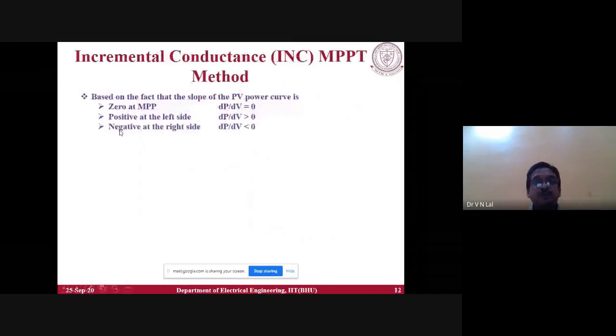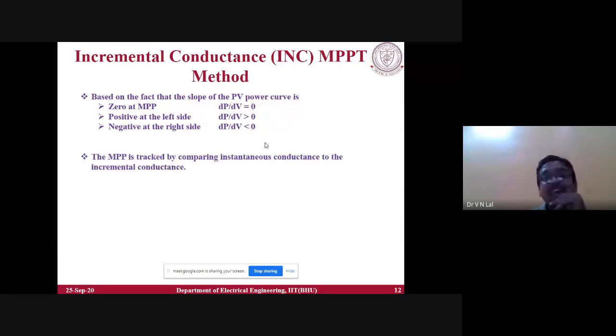So the slope is 0 at MPP. That means dP/dV is equal to 0. The slope is positive at the left side, that is dP/dV is greater than 0. The slope is negative at the right side, that is dP/dV is less than 0. Now, why is it called incremental conductance? The slope of power is there, and we are using this term. Some reason must be there when we are doing some nomenclature. So incremental conductance would be there.